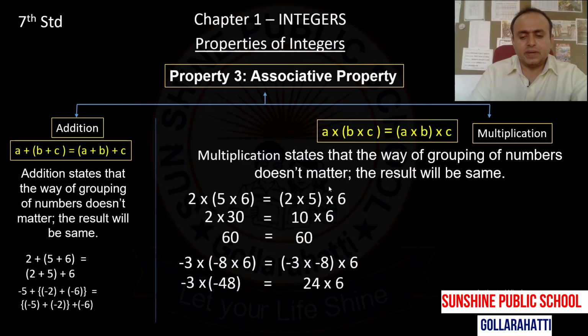When you multiply minus 3 into minus 48, the answer is 144. That is plus, because minus into minus becomes plus. That is plus 144 is equal to 24 into 6 becomes 144. Again plus 144. So answer is same. So multiplication satisfies under associative property.